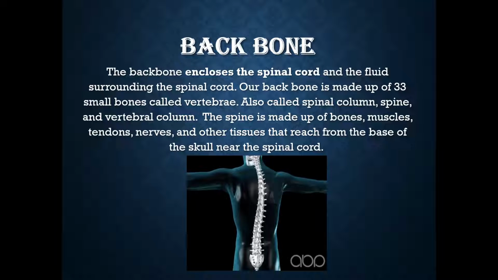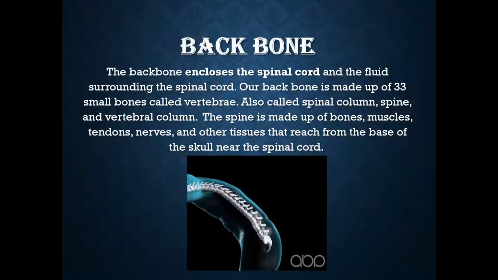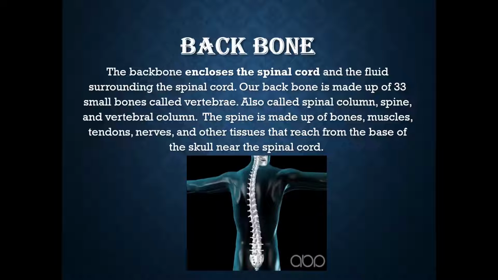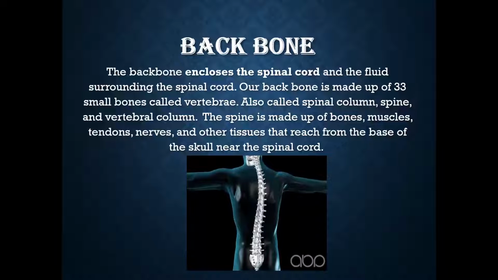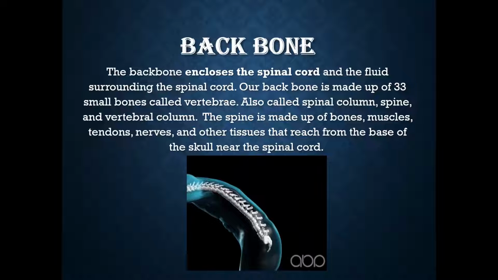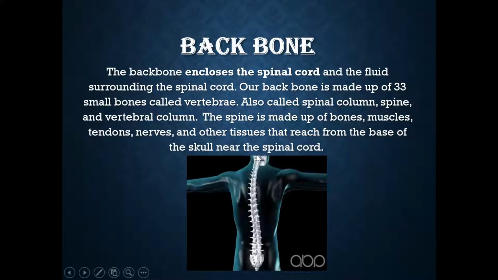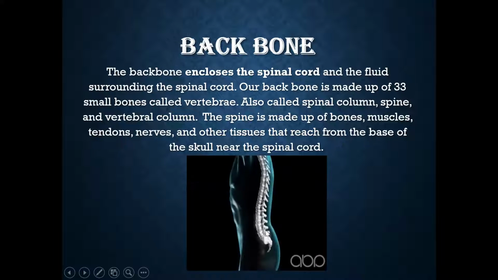The joints of vertebrae allow slight movements. Due to this, we can move our backbone forward and backward. Each vertebra has a hole through which the delicate spinal cord passes. Again, the backbone encloses the spinal cord and the fluid surrounding the spinal cord.